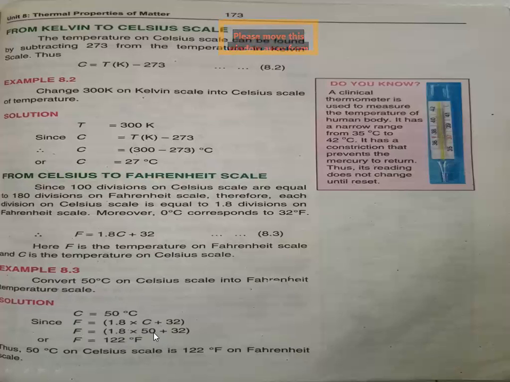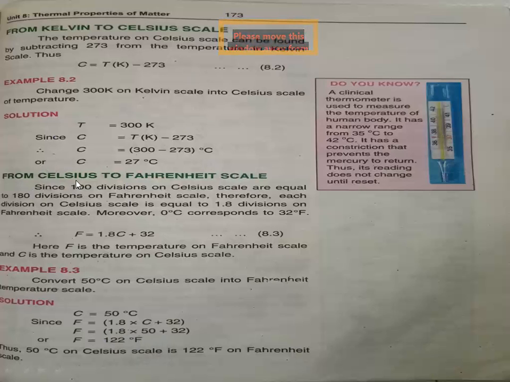So I just plug in 50 in this formula, the value of Celsius given to me. Then multiply 1.8 times 50 plus 32, and add them. So you will get the value for the temperature in Fahrenheit, which will be 122 degrees Fahrenheit. I repeat.